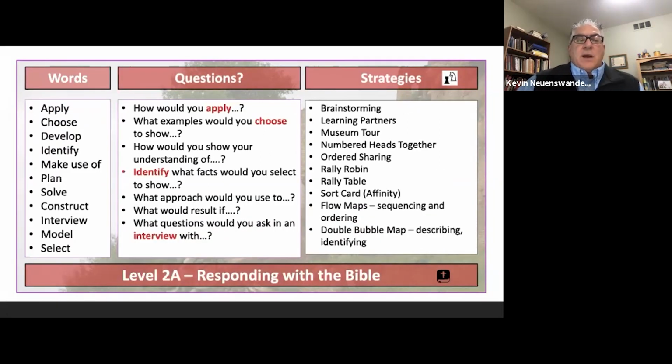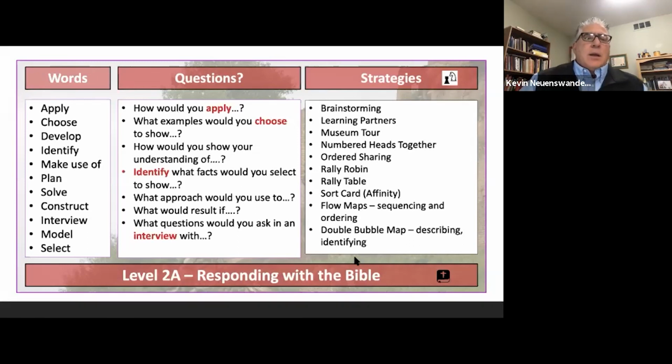So that is only the second to the lowest level of cognition. Starting with level 2A, responding with the Bible. What we did last time was level A, which is no biblical integration. Level 1A is the next, referencing the Bible. Level 1B is also referencing the Bible, but taking it to a deeper level. And then we're ready for responding with the Bible 2A.